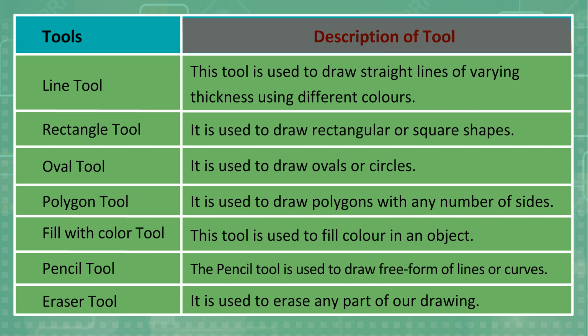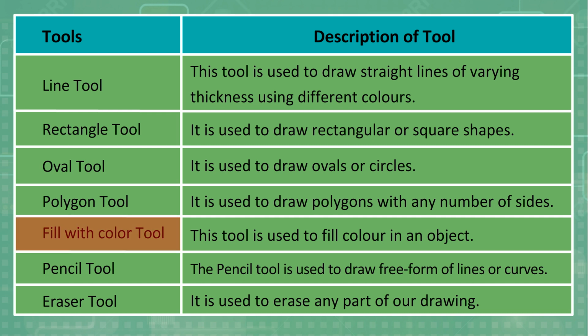Tools and description of each tool. Line tool: this tool is used to draw straight lines of varying thickness using different colors. Rectangle tool: it is used to draw rectangular or square shapes. Oval tool: it is used to draw ovals or circles. Polygon tool: it is used to draw polygons with any number of sides.